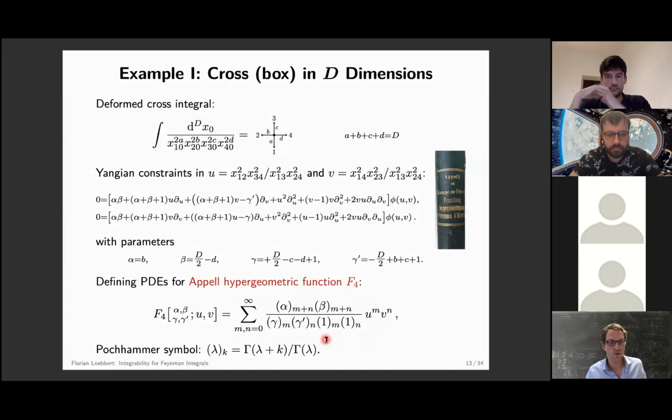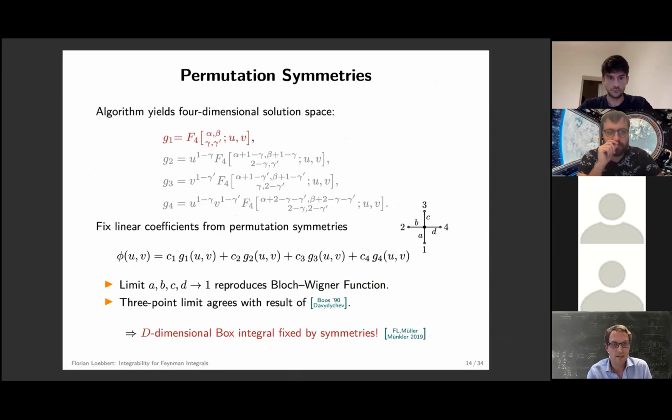So this series solves these differential equations, where I've used the Pochhammer symbol, which is just this ratio of gamma functions. So I know that this integral should be expressible in terms of this Appell hypergeometric function. And in fact, the solution space is spanned by 4 different functions that can be written in this way. They all can be expressed in terms of F4 or shifted versions, where the parameters of F4 are shifted, and all these 4 functions solve the differential equations, which corresponds to certain symmetries of these differential equations.